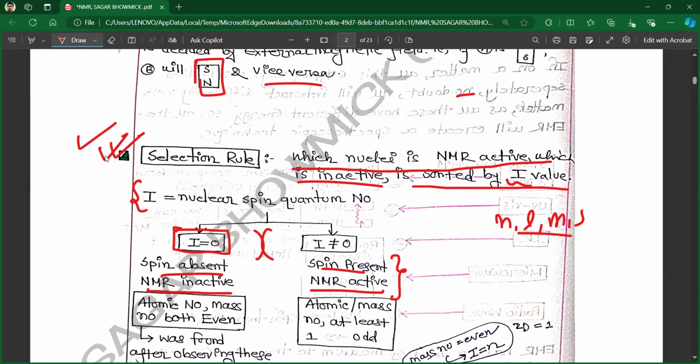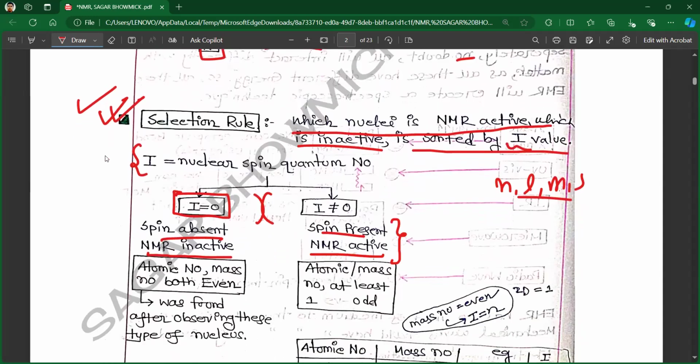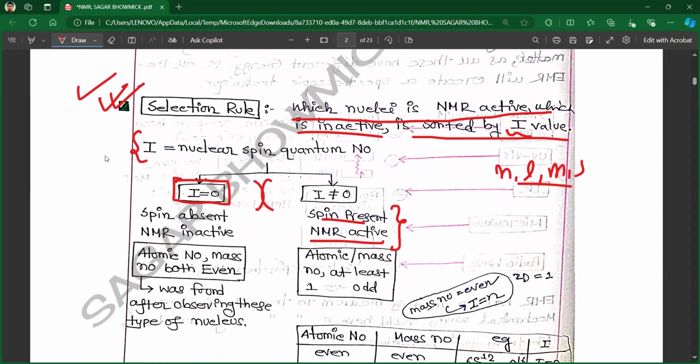Now, if I have given some nucleus, how will you understand which nucleus is NMR active and which is NMR inactive? We know even numbers and odd numbers. Even number means 2, 4, 6, 8. Odd number means 1, 3, 5. If any element is represented with A, then this is the atomic number and this is the mass number. So if atomic number and mass number are both even numbers, then I equals 0.